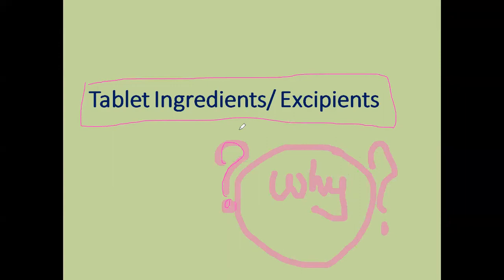Okay. Now, first to understand why we add excipients in any kind of formulation, we should know what excipients are. Excipients are the agents which are used in a formulation or in a dosage form apart from the API or the APIs. So, apart from the drug, whatever substance you add into a formulation is called an ingredient or an excipient. Make this clear in your mind.